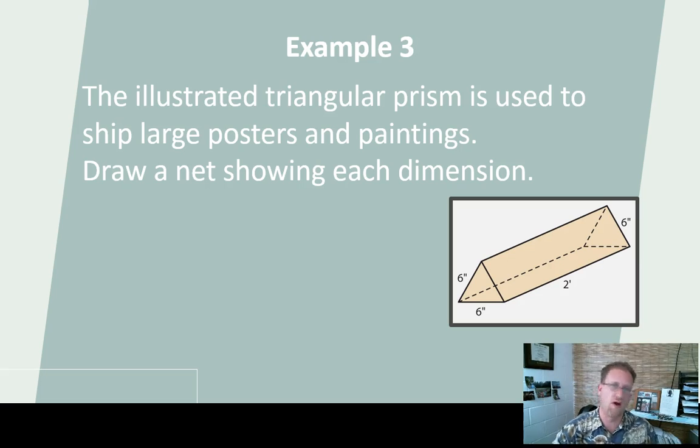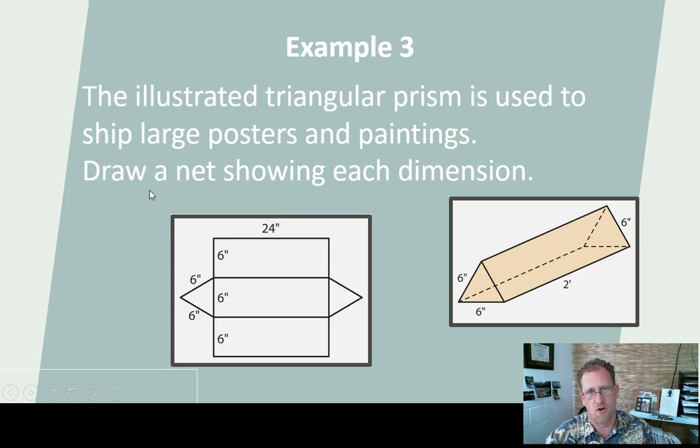You could take one of those triangles and make it the center and have a rectangle coming out of each side, and on the end of one of these rectangles another triangle. That's also correct, but it's funky. Maybe you're funky. Here's how I would draw it. I would have these three rectangles, and then a triangle on each one. You've got to label your dimensions: 24 inches, 6, 6, 6, 6, 6. And so that is a net.